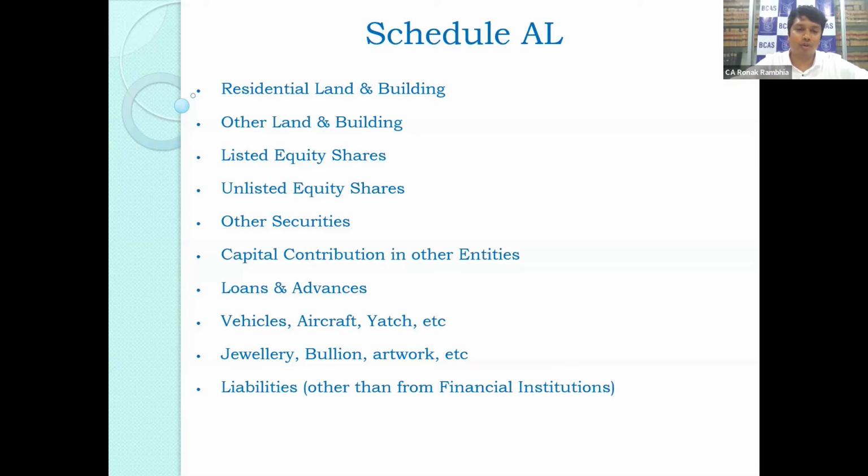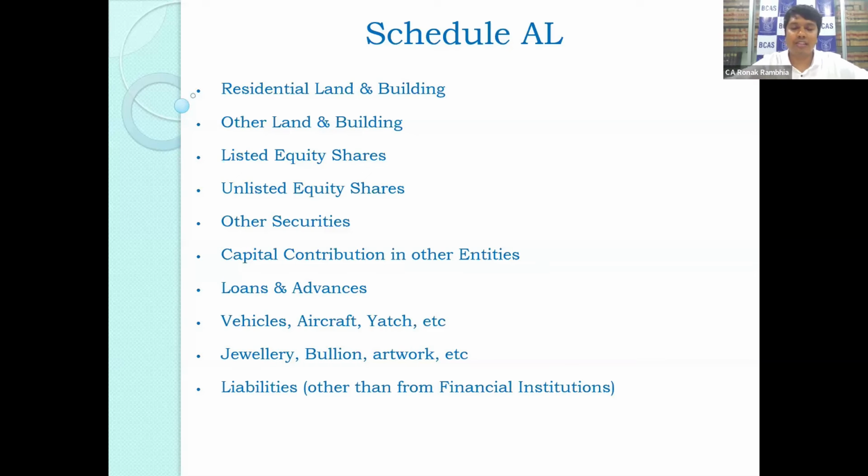Vehicle, aircraft, yacht. Yes, in India, there are a lot of companies who own yachts and aircraft also. So aircraft and yacht details are also to be mentioned. Here you have to mention the date, the cost, the registration number of these vehicles, aircraft, yachts, and the purpose for which such assets are used by the company. Then there are jewelry, bullion, artwork also, details of which are to be mentioned in the schedule here.